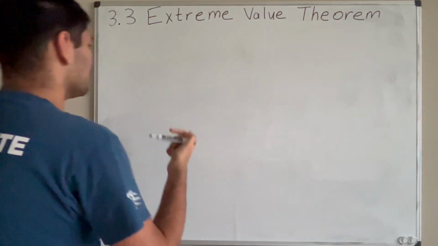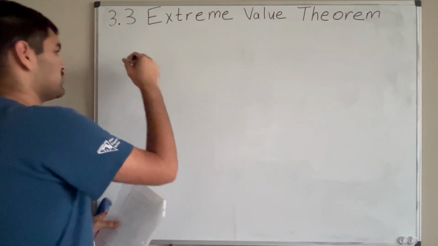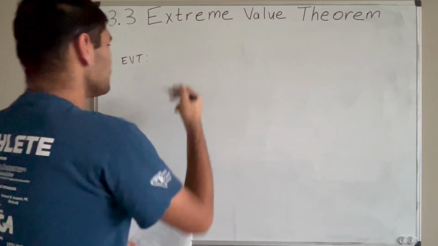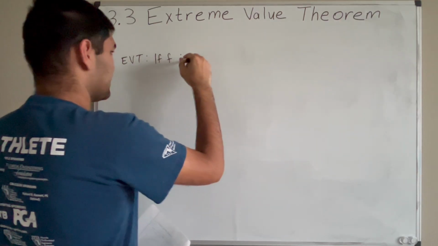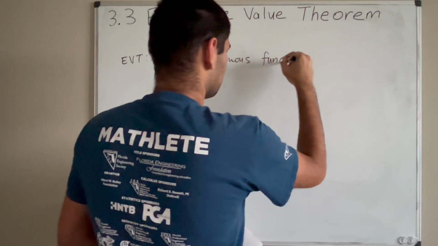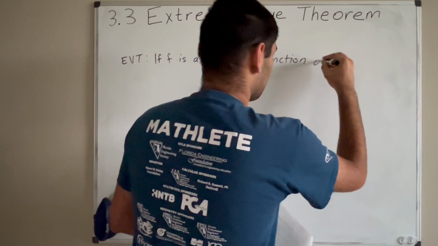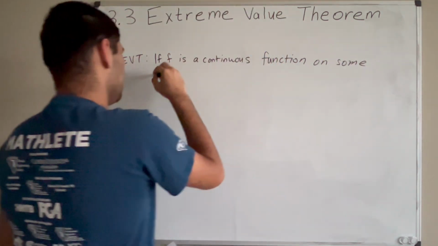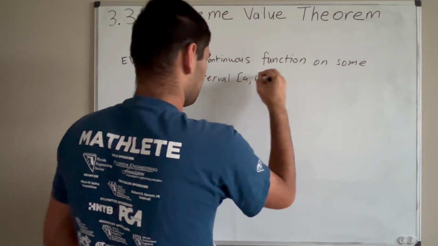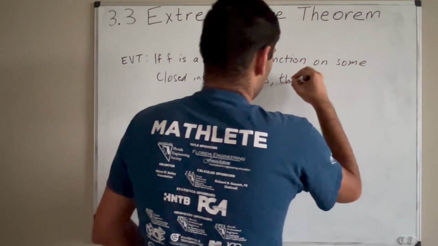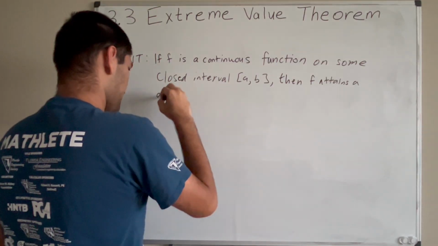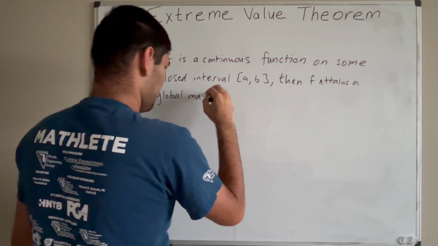Okay, so I'm just going to start with what the extreme value theorem says. The extreme value theorem, also known as the EVT, basically says that if f is a continuous function on some closed interval a to b, then f attains a global maximum and minimum value.